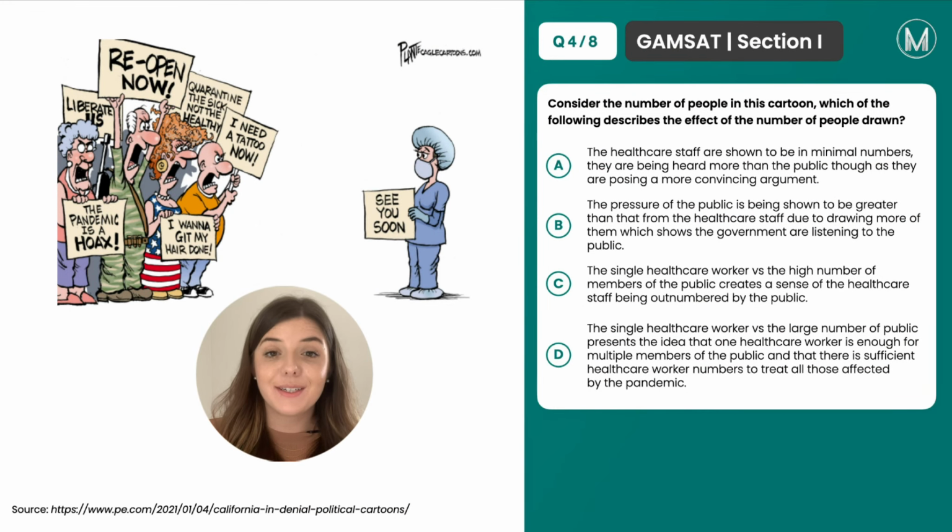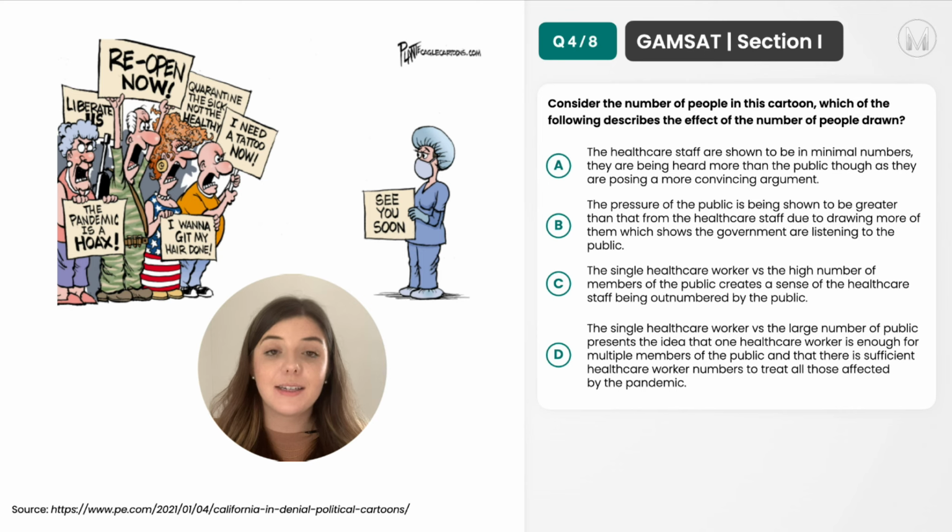Now moving on to question 4. Again, if you'd like to pause the video and have a go at answering question 4 and then resume it, we'll go through the solutions. Question 4: consider the number of people in this cartoon. Which of the following describes the effect of the number of people drawn? We've already looked at this cartoon and there's obviously a crowd of 4 people versus the singular healthcare worker. With that in mind, we'll have a look at the answer options.